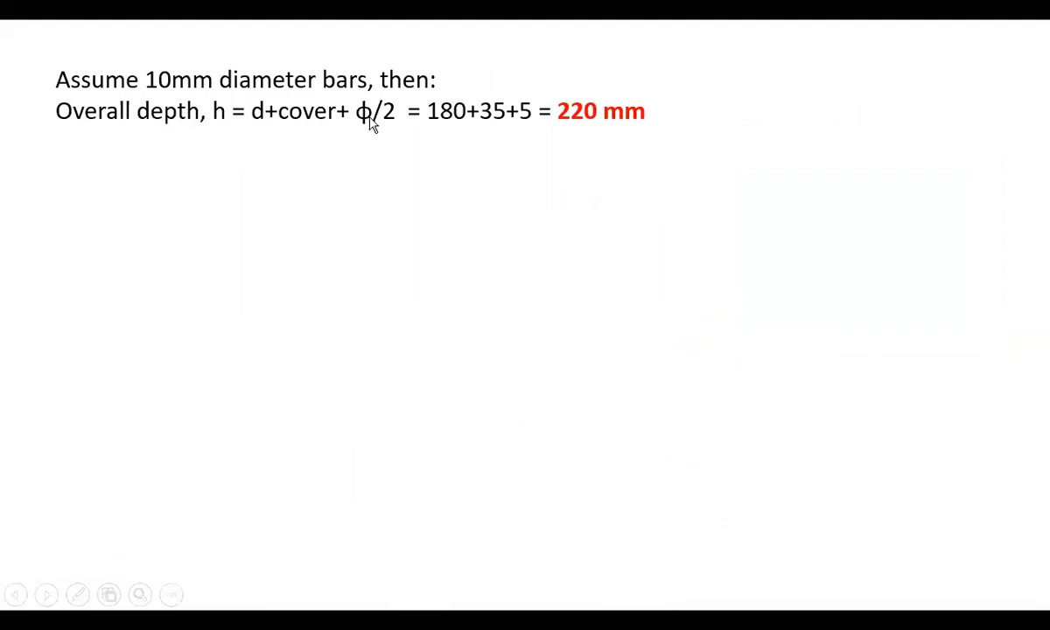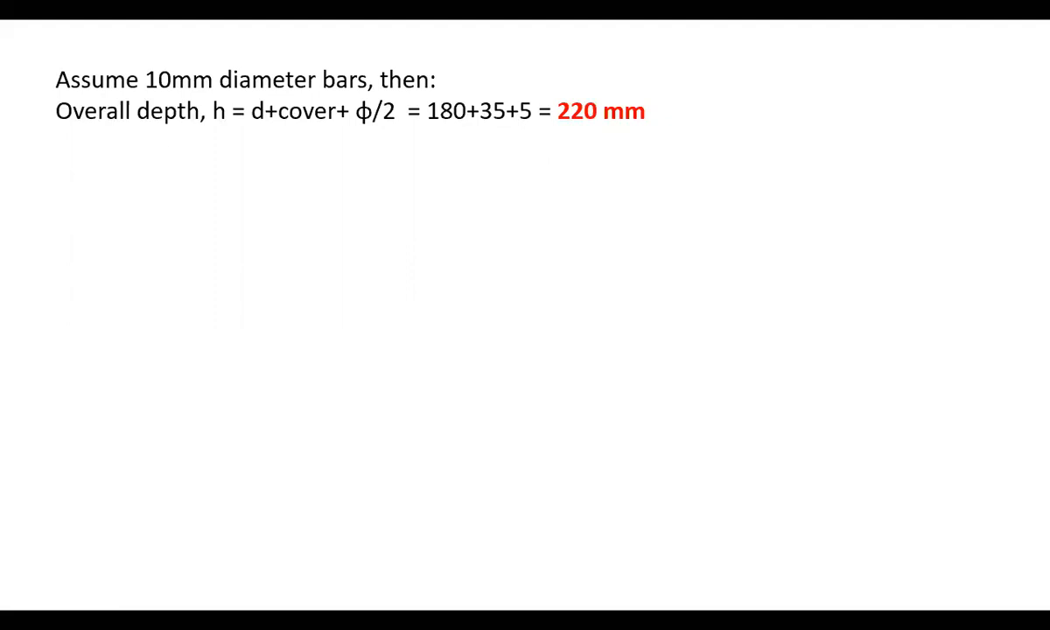Plus cover plus phi over 2. The D is 180. Cover, we found it is 35 from the fire resistance. It governs the concrete cover, plus diameter over 2, 5. So this gives us a total thickness of 220 millimeter. By doing that, you finish the initial proportioning.